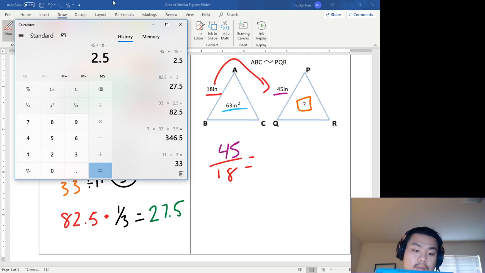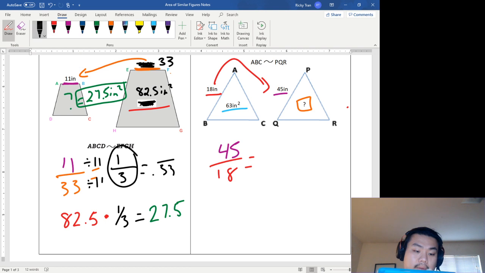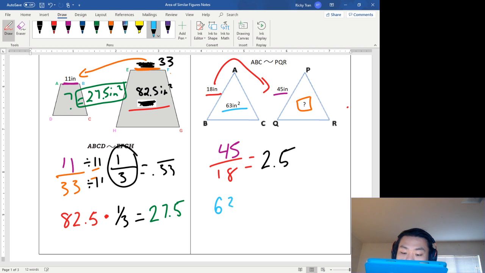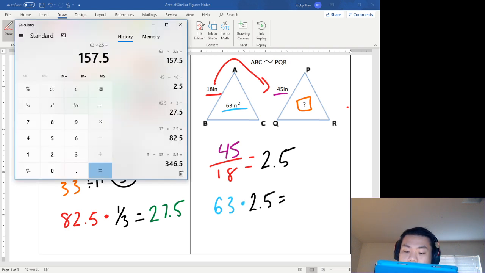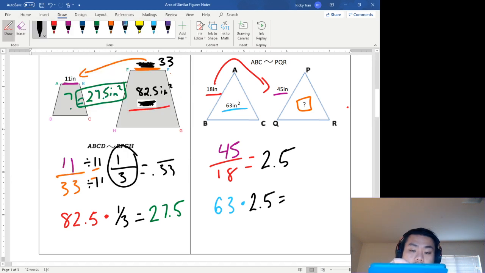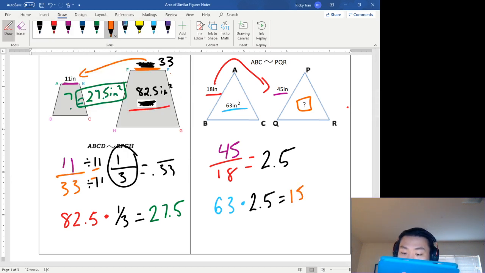Okay, so the value here is going to be equal to 2.5. With that, you're going to take it and multiply your area from your first shape, 63 times 2.5, 157.5, which would make this 157.5 inches squared.